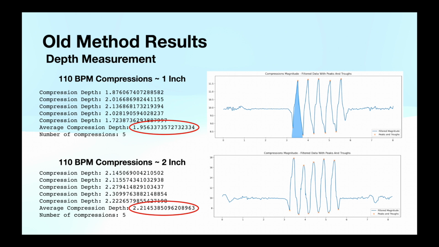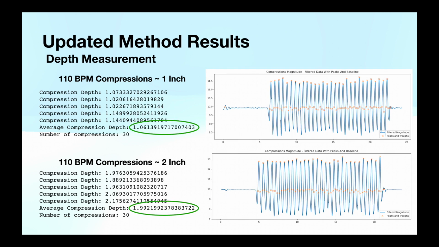inadequate chest compressions. After modification of the compression depth method, it can be seen that the average compression depth of 30 1-inch compressions was 1.06 inches, while the average compression depth of 2-inch compressions was 1.99 inches. These results are more consistent with expected outcomes and were also consistent across higher and lower frequencies of compressions.